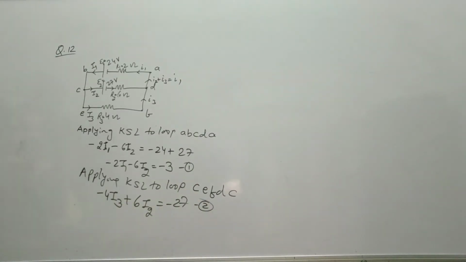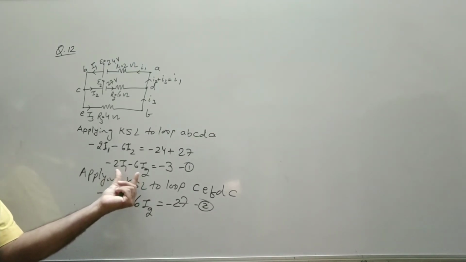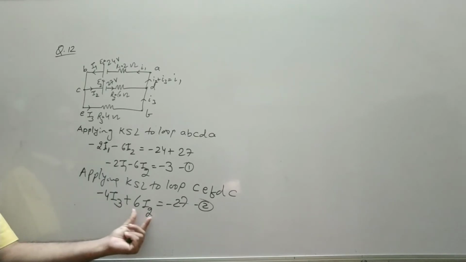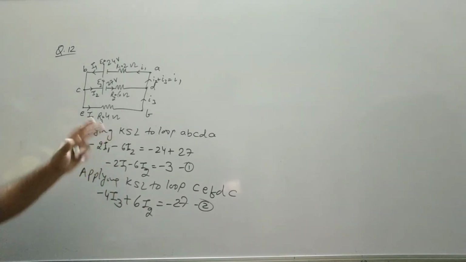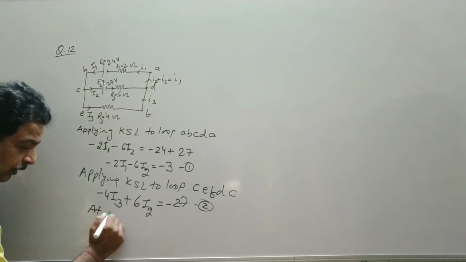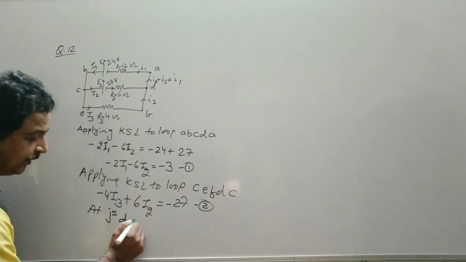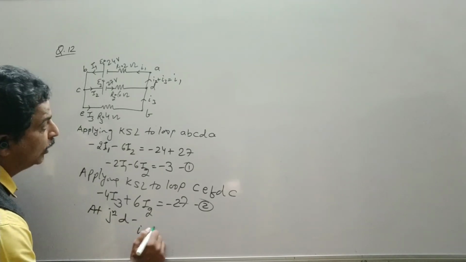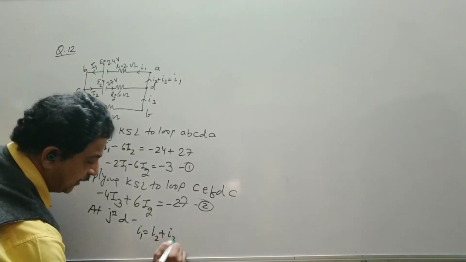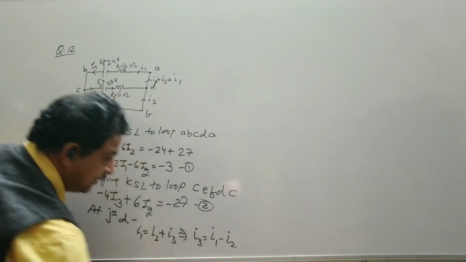Now see, we have I3. Here the equation is in terms of I1 and I2, here I3 and I2. So I3 can be eliminated using the first law at junction D. So at junction D, I1 is equal to I2 plus I3. This implies I3 is equal to I1 minus I2.